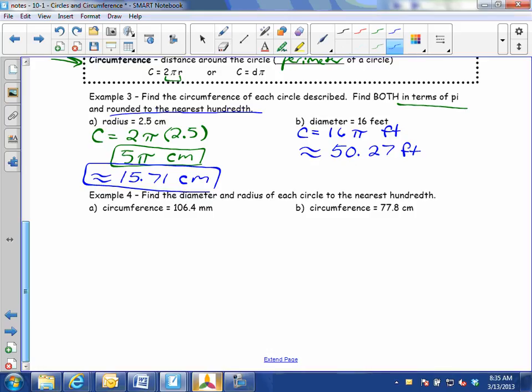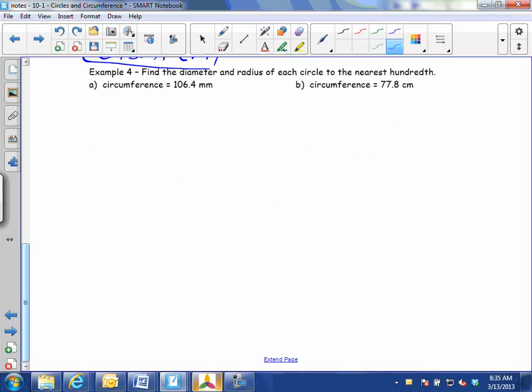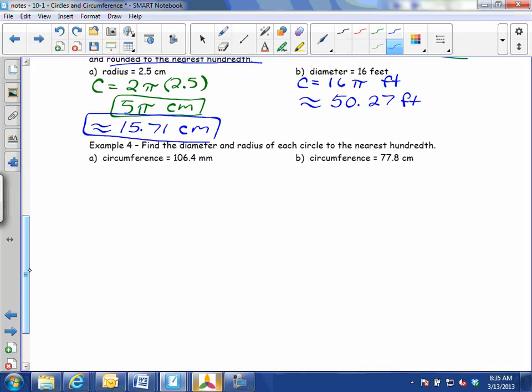Okay? Alright. Example 4 says, find the diameter and radius of each circle to the nearest hundredth. So they give us the circumference. So I would take circumference equals diameter times pi. That's the one I would start with because we're finding both diameter and radius. So circumference is 106.4. How am I going to figure out what the diameter is?